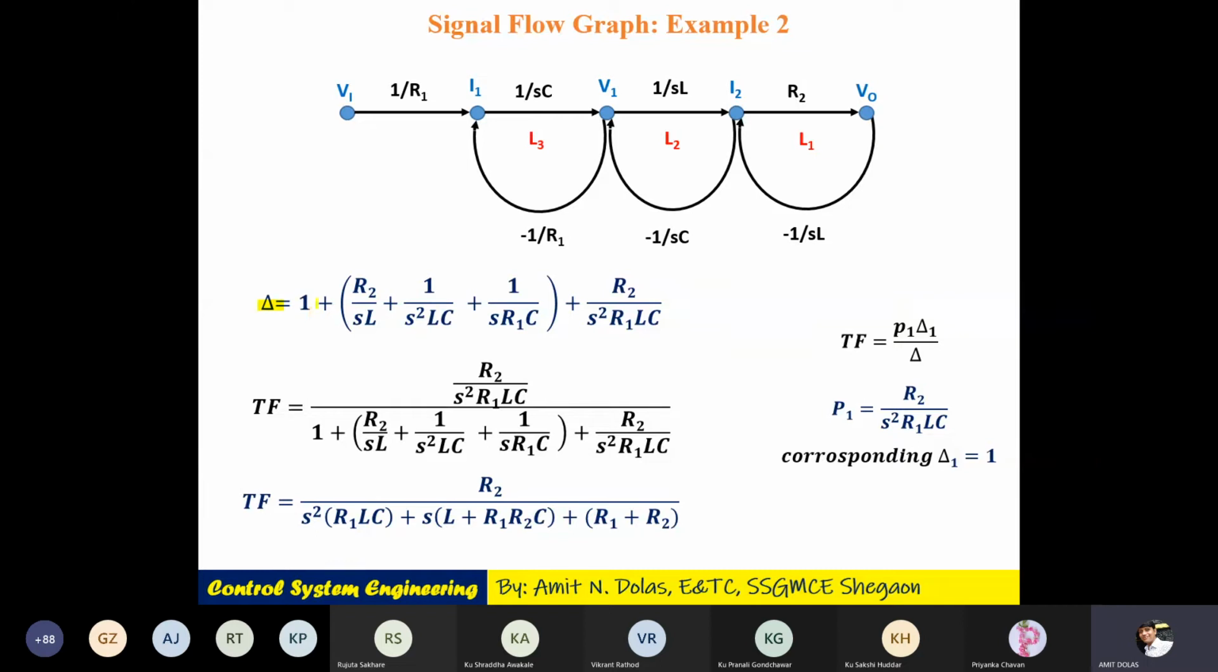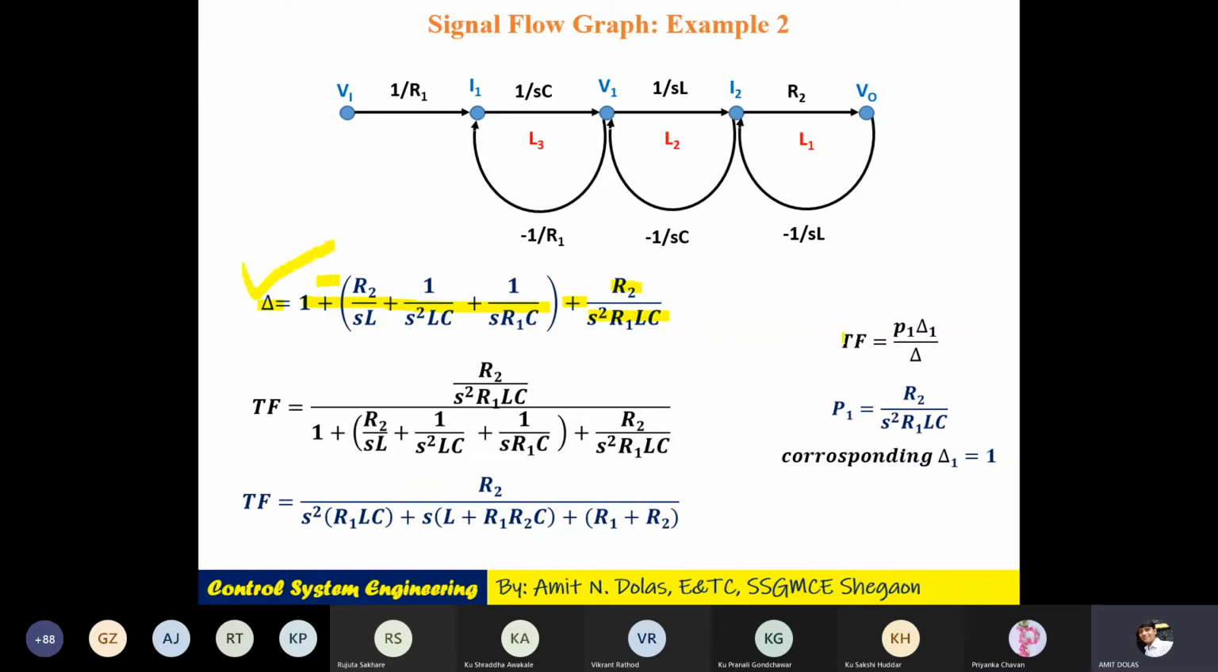Now delta, what is the formula for delta? The minus sign is omitted here, you may say that minus was mentioned. So delta will be 1 minus, in bracket, the summation of all the loops. What is the summation of all the loops? Minus R2 by SL, minus 1 by S square LC, minus 1 by S R1C. But after taking this minus sign inside, you will get all plus, and plus the non-touching loops. There is only one pair of two non-touching loops, so it will be R2 upon S square R1 LC. So this is delta.